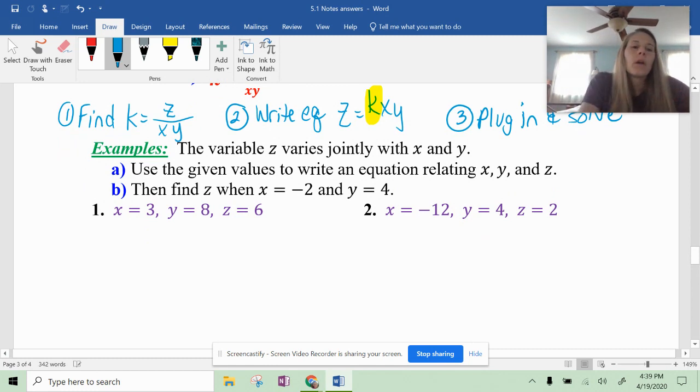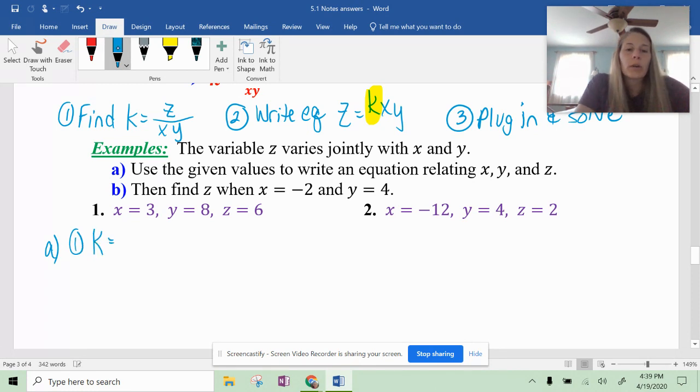Okay, so for part A, first thing we want to do is find that k value. And so we're going to take the z, which is 6, and we're going to divide it by the product of 3 times 8. So if you remember your PEMDAS, whenever you have something set up as a quotient, you'd have to simplify the numerator and the denominator separately before you can divide or simplify. So 3 times 8 is 24, and that leaves us with 1/4 for k.